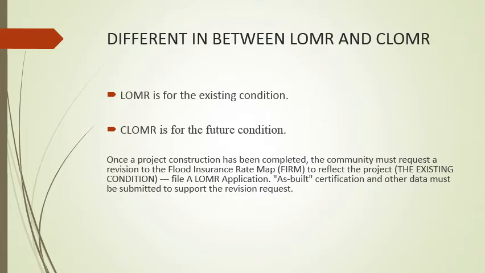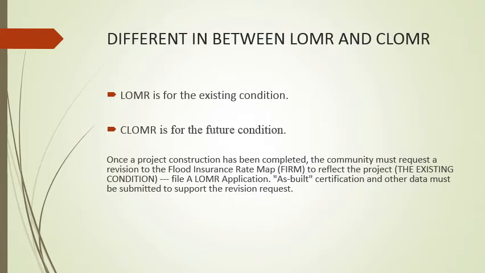CLOMR is for the future condition. You will file the CLOMR based on the approved construction plans. Once the construction project has been completed, you need to file LOMR again. At that time, your existing condition will be the as-built project condition.